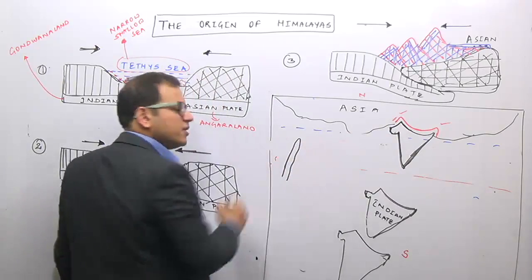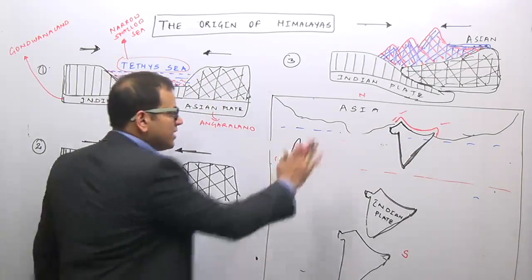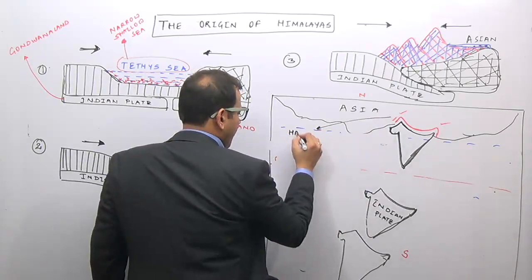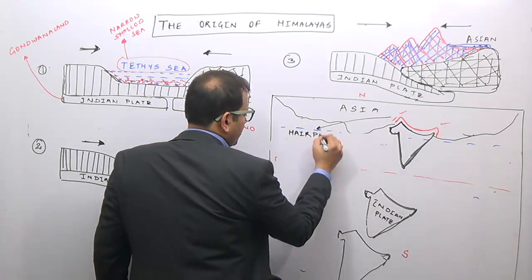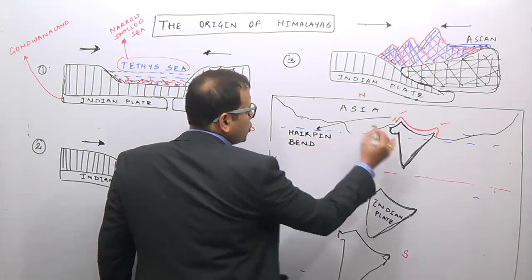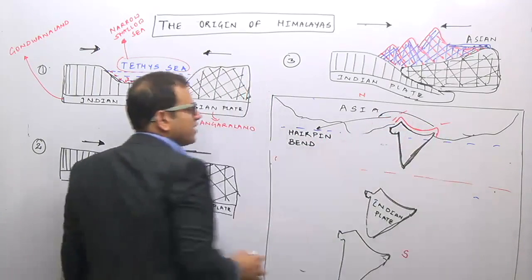The hairpin that girls use. This hairpin has a U-shaped bend. So these are known as the hairpin bends of the Himalayas. There are two hairpin bends in the Himalayas. One is this and the other is that.